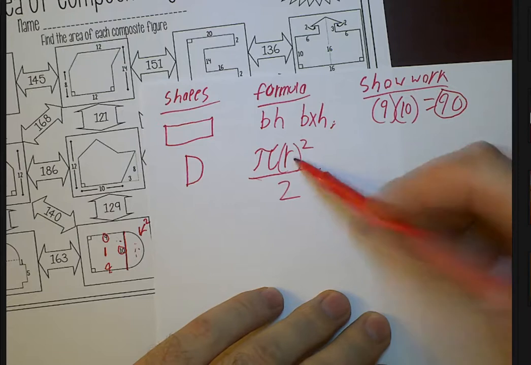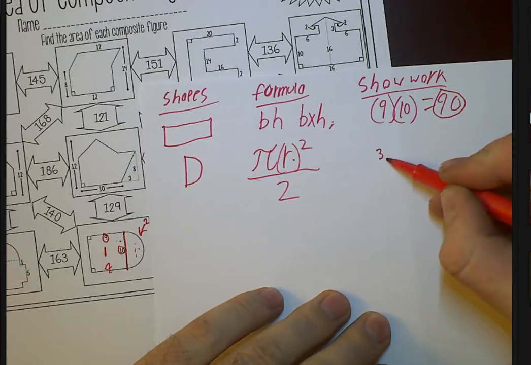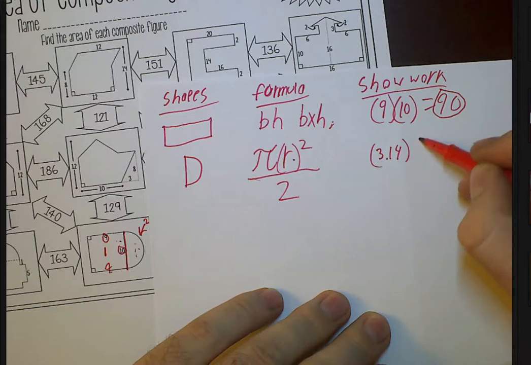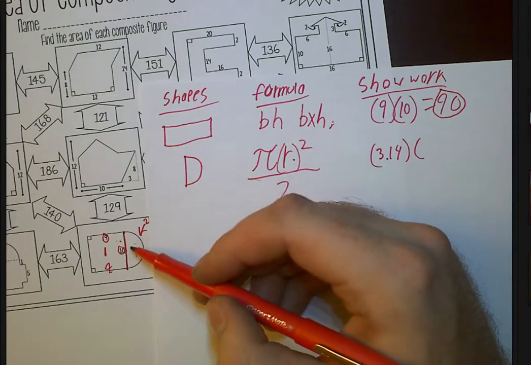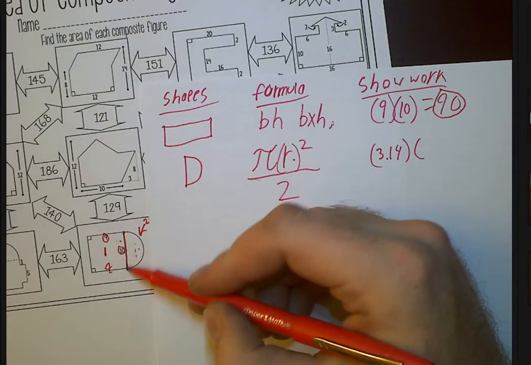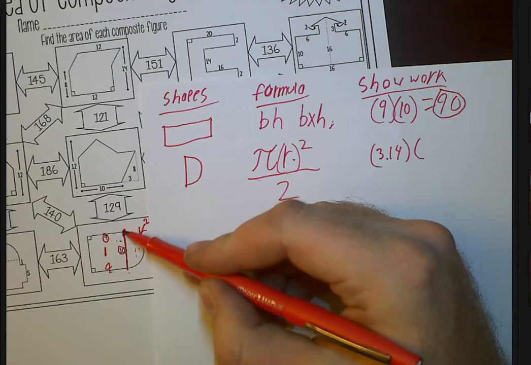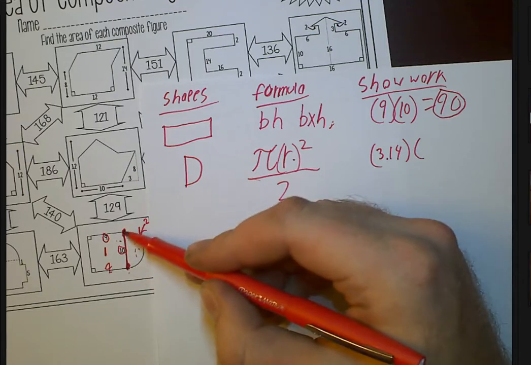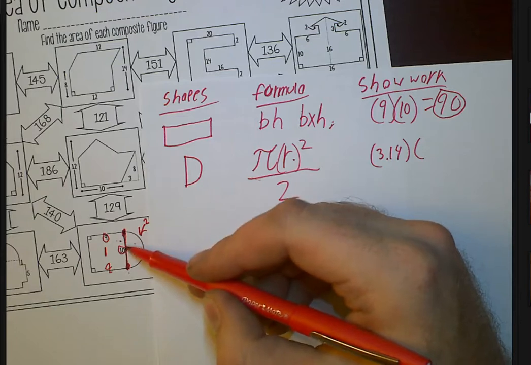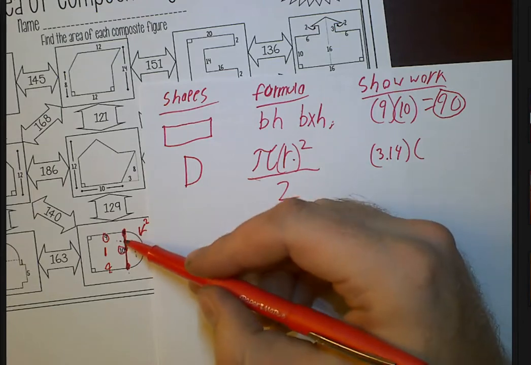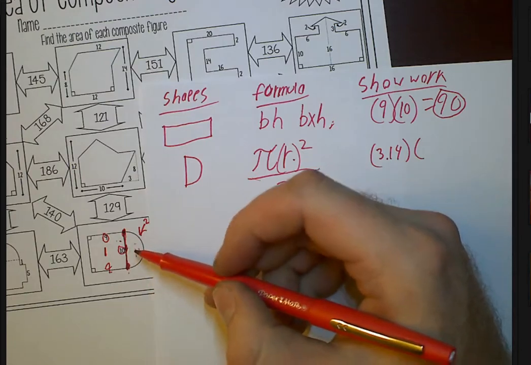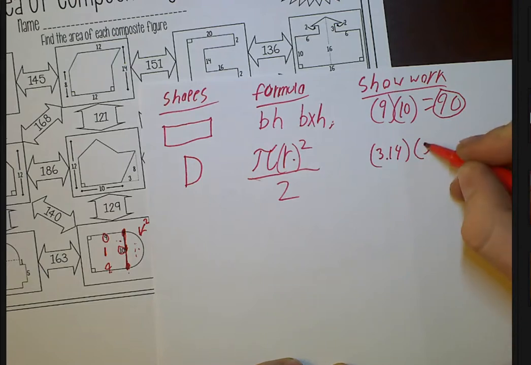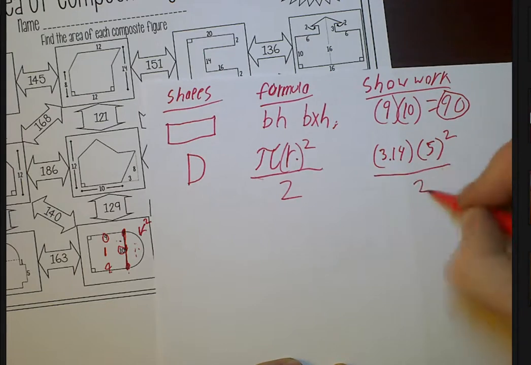Okay, so I need the radius to find the area of a semicircle. I know pi is 3.14, and then my radius. I can find what my radius is, but that's not what they give me. They give me the diameter. Remember, the diameter goes all the way from one side all the way to the other side. The radius stops halfway. Key word there, halfway. So if 10 is the full distance, we want to know what half of 10 is, since the radius stops halfway. Half of 10 is 5, so that's what I replace r with. Now I'm going to square that, and then I'm going to divide it by 2.